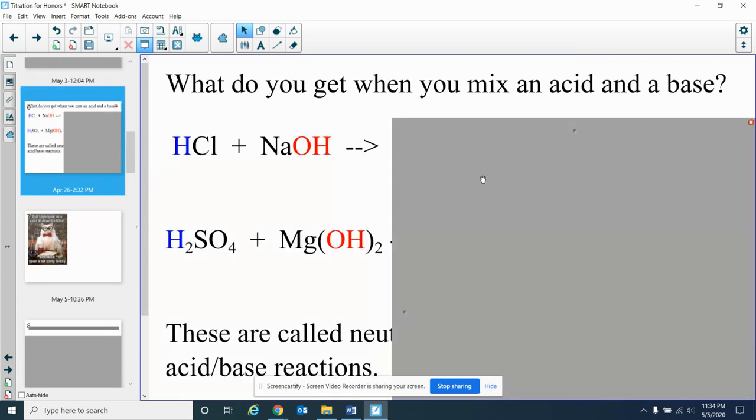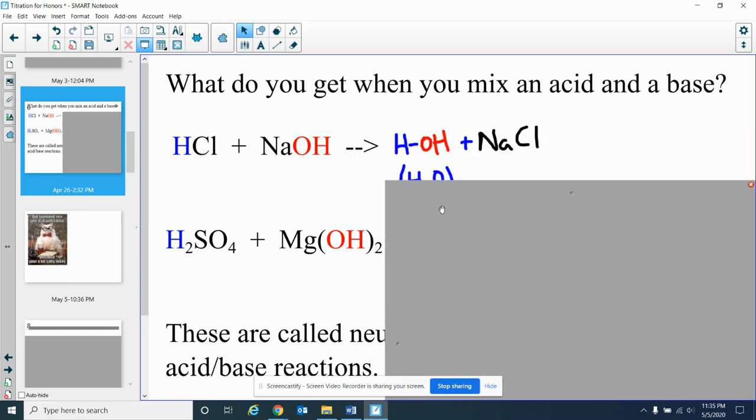Okay, so what do you get when you mix an acid and base? Well, if you mix HCl and NaOH, the H from the acid combines with the OH from the base, so you get HOH, which is water, and then the Na goes with the Cl, so you get NaCl.